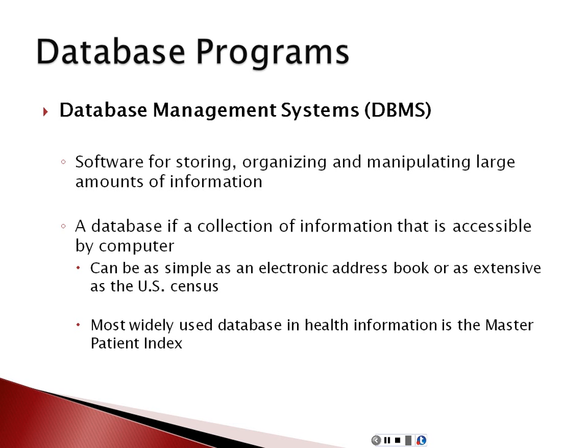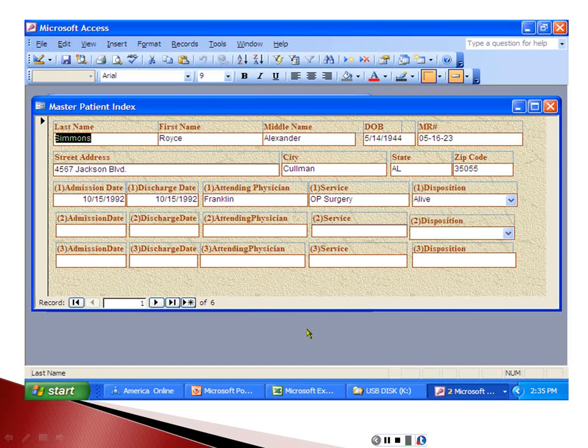And when we start talking about the electronic health record, we're going to really talk about databases, because all information in the electronic health record is housed in multiple databases. Now, here's just an example in Microsoft Access, which is a database program, of one particular patient in the Master Patient Index, which I said was a very common database that we use. And so when we have last name, first name, middle name, date of birth, medical record number, maybe address, we always have the admission discharge dates, the physician, and usually the disposition for each admission. And so we will keep this same exact information on every patient.